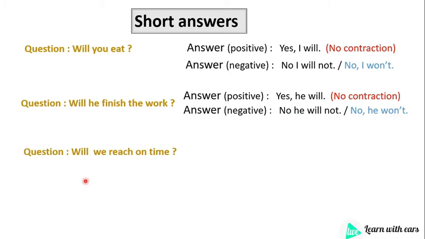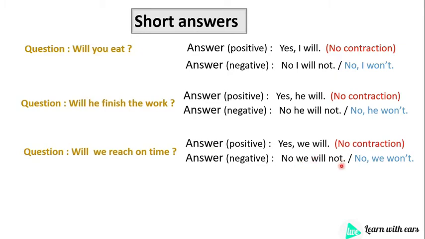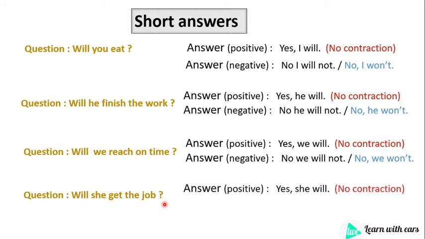Next, will we reach on time? So the positive answer is, yes, we will. And the negative answer is, no, we will not. Or, no, we won't. Next question, will she get the job? The positive answer is, yes, she will. The negative answer is, no, she won't, or she will not. Okay? So we have learned how to ask questions, how to give positive and negative answers, also short answers.